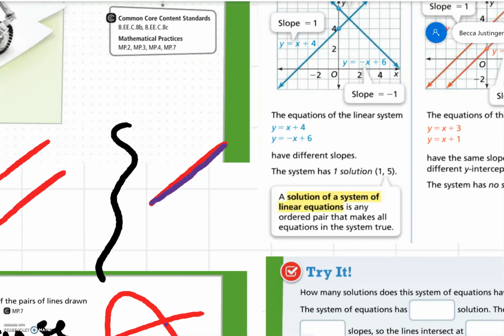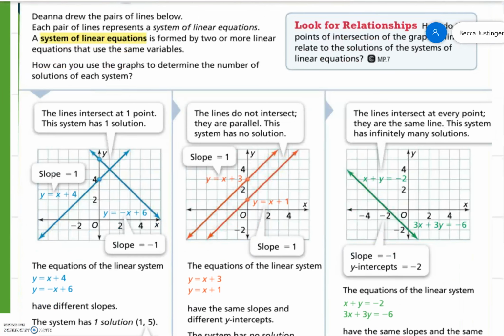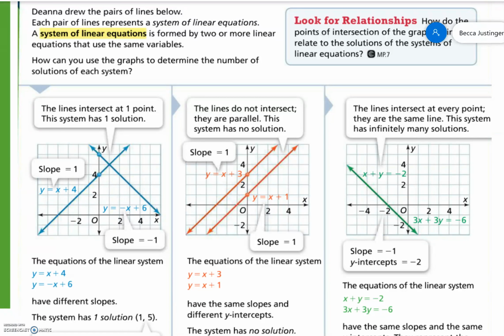All right, example number 1. Deanna drew the pairs of lines below. Each pair of lines represents a system of linear equations. A system of linear equations is formed by 2 or more linear equations that use the same variables. So this is one of your vocab words, a system. So it's formed by 2 or more linear equations. So 2 or more lines.